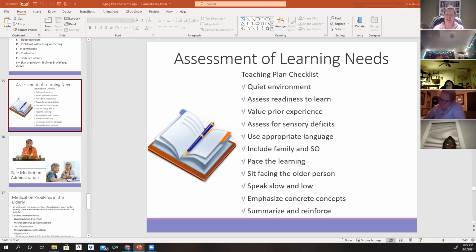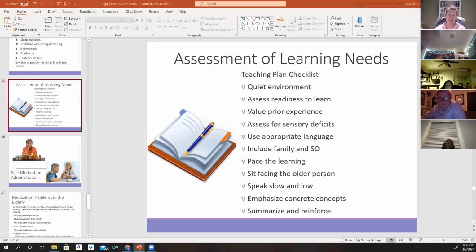You want to emphasize concrete concepts. So if you want them to make sure that they're checking their blood sugar before they give their insulin, say it over and over again. Type it up, make it bold, put a star next to it on their discharge instructions, highlight it with a highlighter. Whatever you know is going to be effective to get them to go back and look through the information and understand what those key concepts are.